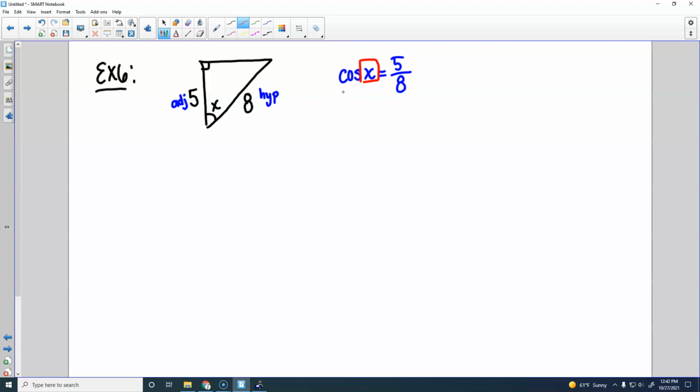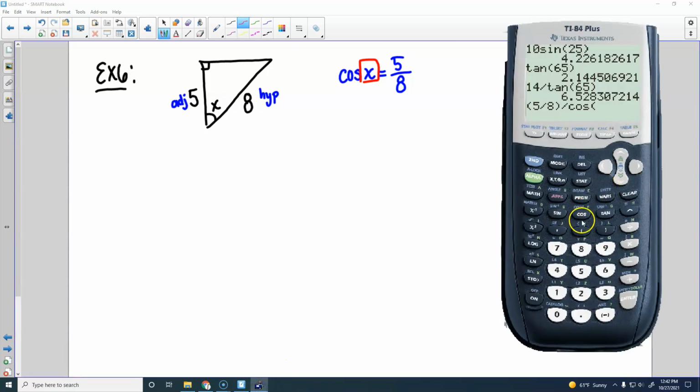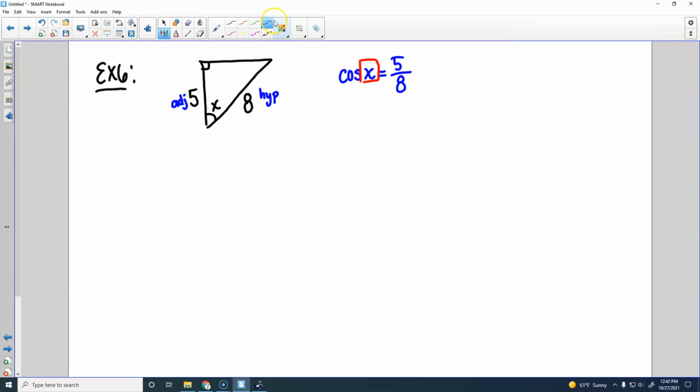I can't divide by x. There is a specific operation that is the opposite of cosine. It's not secant. No, we're not going to use those, although I like the way your brain is working there. If you look on your calculator, above cosine, what do you see in blue? The inverse cosine.